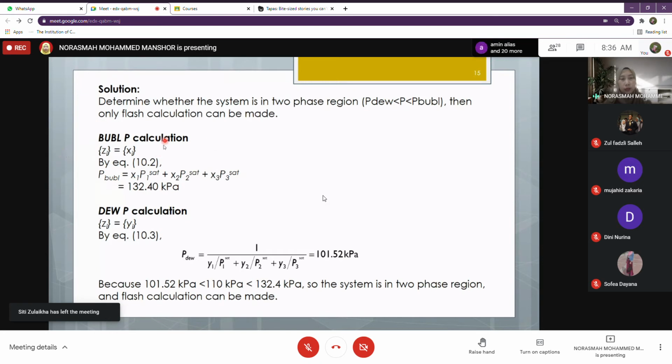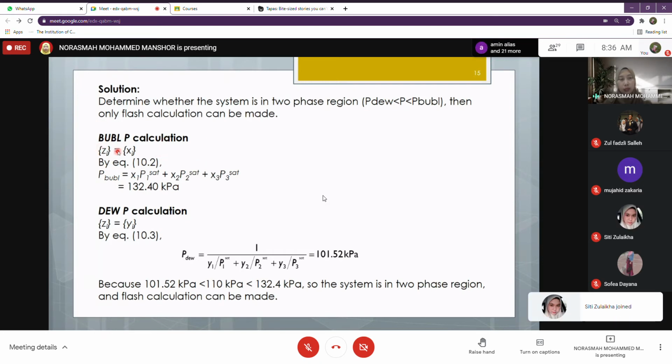Okay, first you calculate the bubble P. You assume the given overall composition zi is equal to xi. P bubble for Raoult's law is summation xi Pi set. So you calculate the P bubble: x1 P1 set plus x2 P2 set plus x3 P3 set. You get P equal to 132.4 kPa.